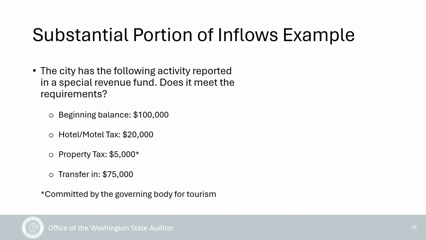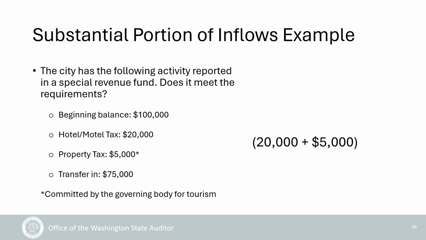The top part of our equation is for the restricted and committed funds. So what is the total restricted and committed funds? We are going to add together the $20,000 in restricted hotel motel tax and the $5,000 in committed property tax. That gives us $25,000 in restricted and committed resources.